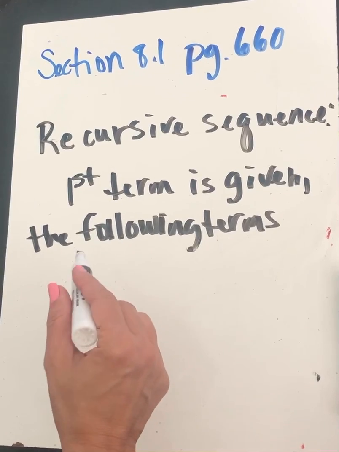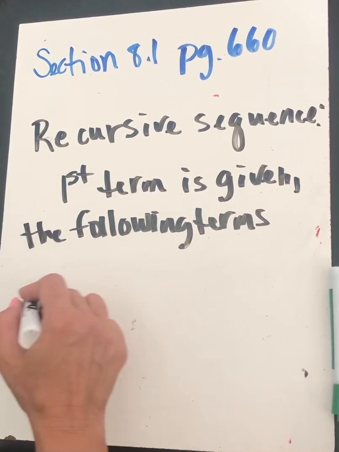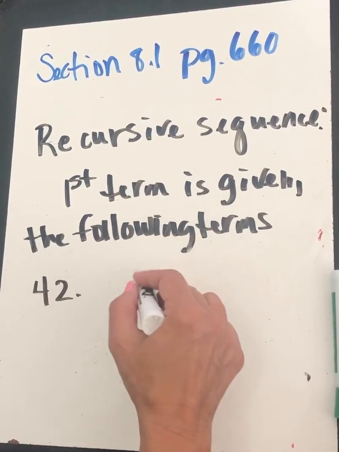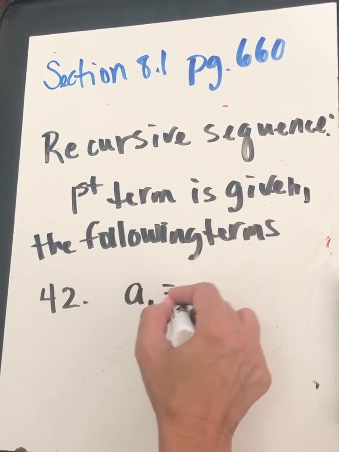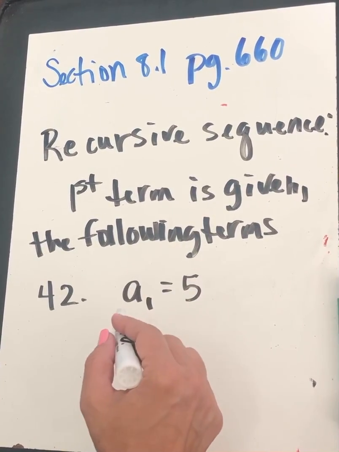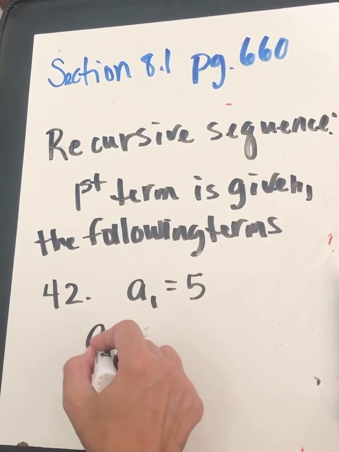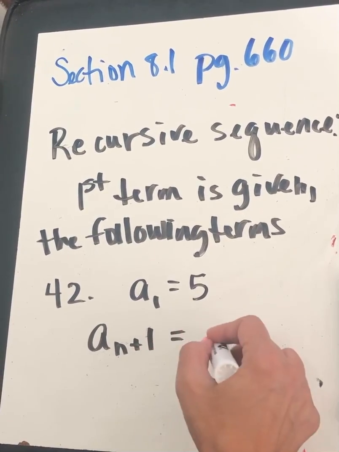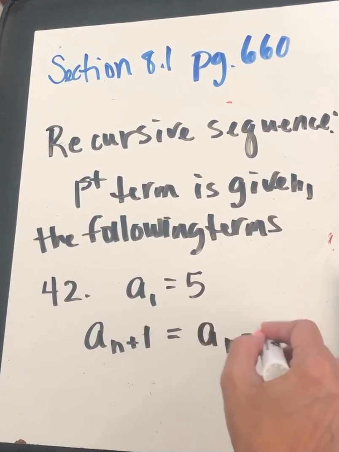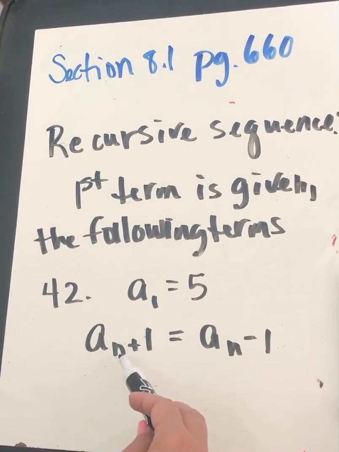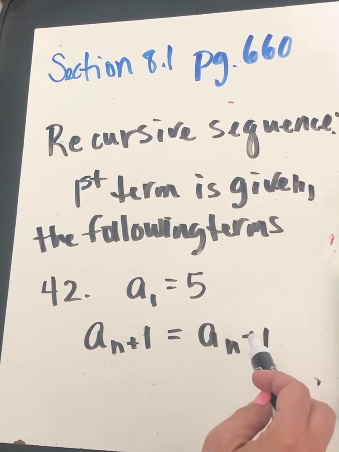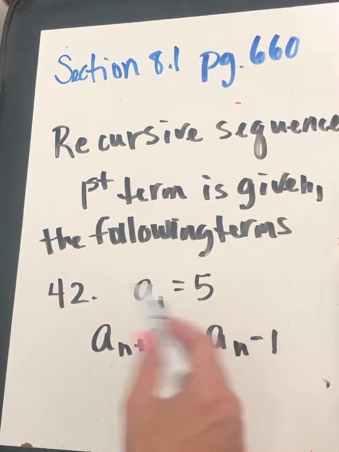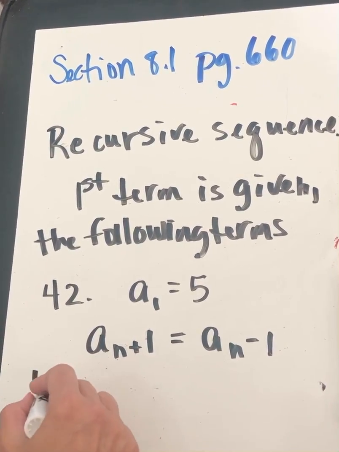Okay, so for example, let's look at number 42. So on number 42, they tell us that the first term, or a subscript 1, equals 5, and they give us this recursive formula. A subscript n plus 1 equals a subscript n minus 1. So this means that for the following term, you will take the previous term and subtract 1. So our first term equals 5.